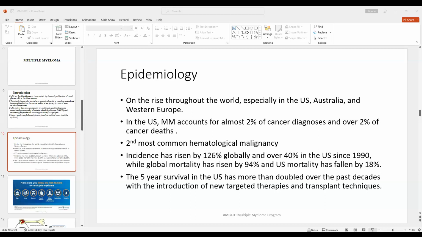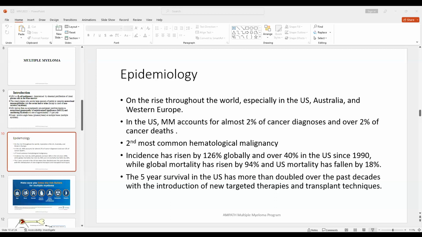So yes, it is less common when you look at all cancers, but in terms of the experience, just within hematology, it is actually a common disease, and the incidence has been rising globally, over 126%, and in the US more than 40%, and in the rest of the world, actually, the mortalities are going up. We saw that our mortality was going up, but in the US, you see it is falling, and I think this may be influenced by access to novel agents.